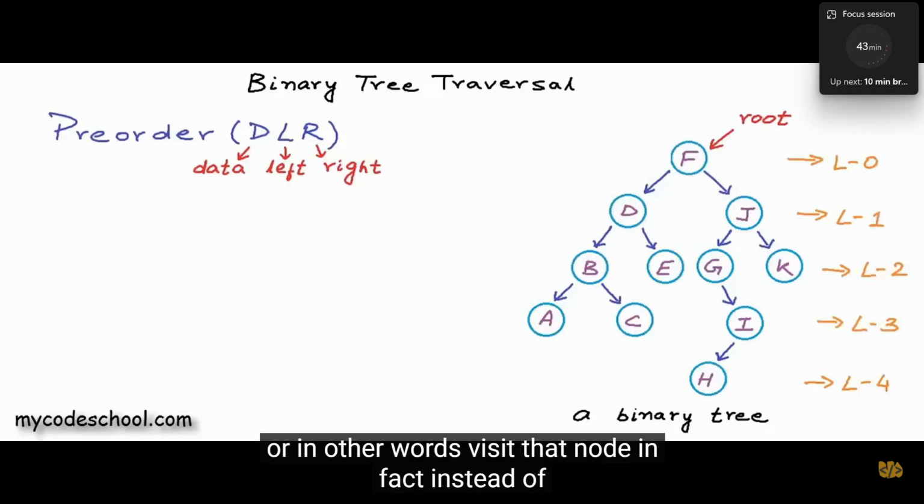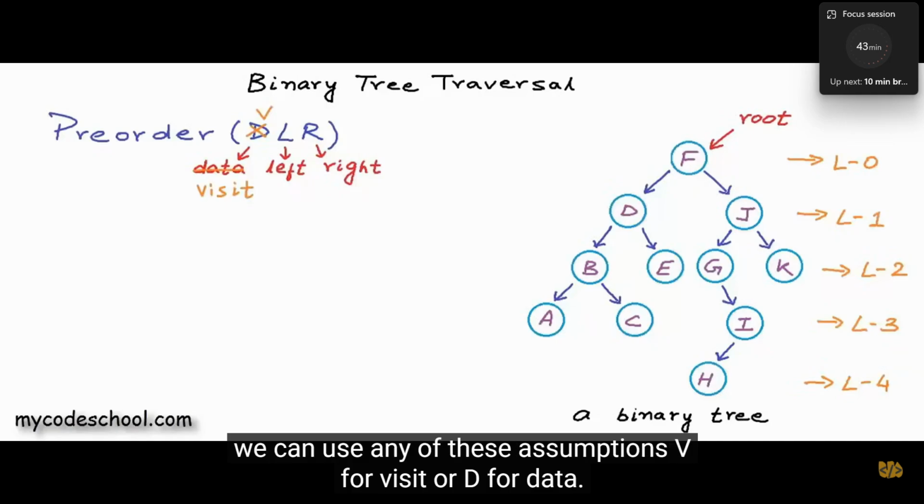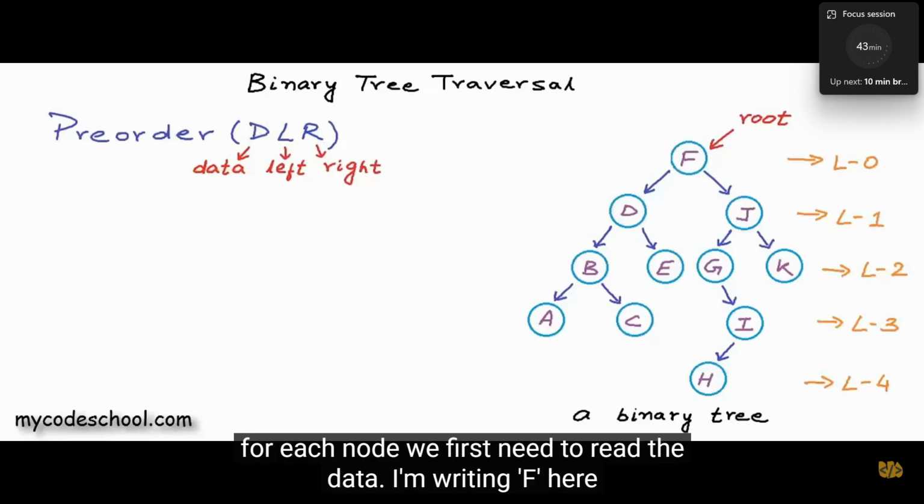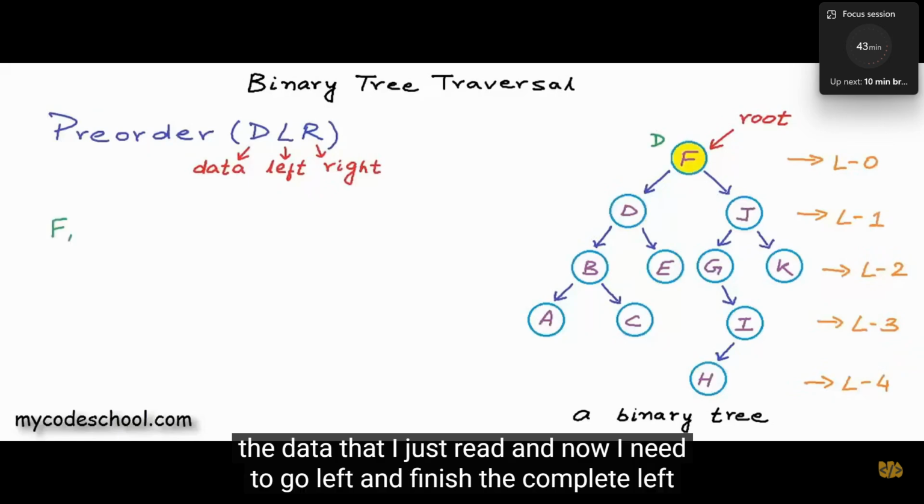In fact, instead of DLR we could have said VLR here, V for visit. We can use any of these assumptions, V for visit or D for data. I will go with DLR here. So let's start at the root. For each node we first need to read the data. I'm writing F here, the data that I just read.